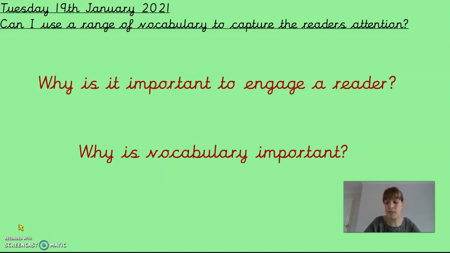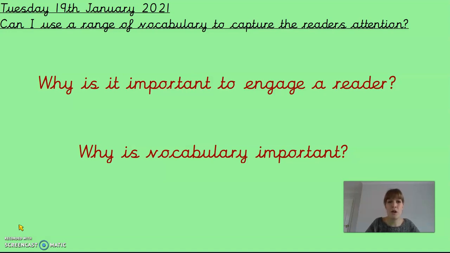Now, vocabulary is important because it adds imagery to your writing. So when someone is reading your writing, they can picture what you are trying to say. And that helps to visualize the story or a non-fiction piece you're writing.